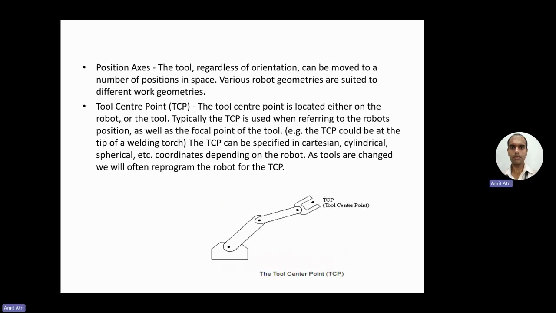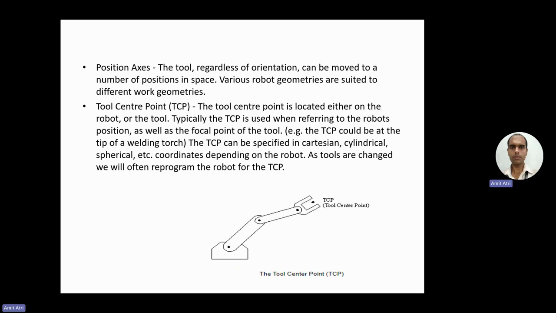Next is the position axis. Regardless of the orientation, the tool, or basically the end point in the robot, can be moved to a number of positions in space. Various robot geometries are suited to different work geometries. We will see the workspace in our coming slide.